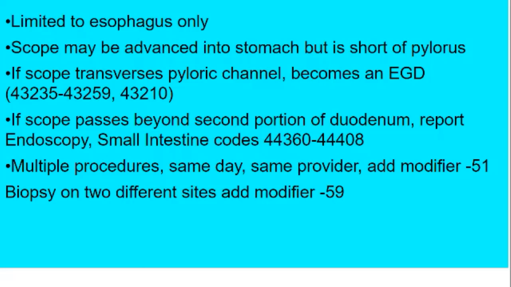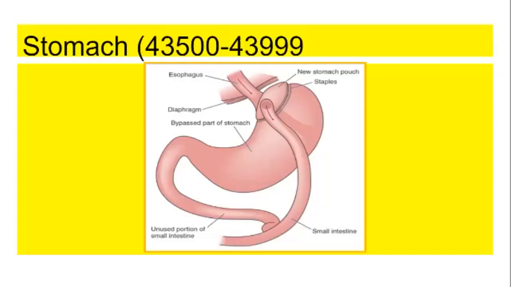If the scope passes beyond the second portion of the duodenum, report endoscopy, small intestine codes 44360 through 44008 or 44408. Multiple procedures the same day, same provider, you need to add the modifier 51. Biopsy on 2 different sites, add the modifier 59. So do some researching on modifier 51 and 59, making sure that you know when to amend those. So let's move into the stomach.